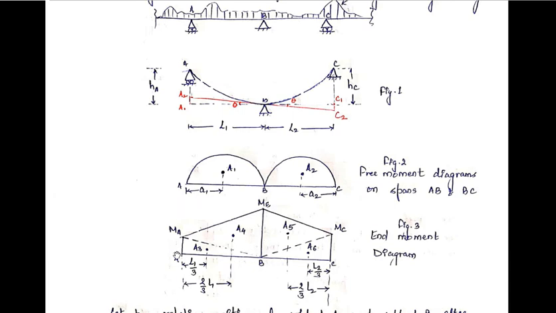Now if you look at this diagram, you can see that this is a trapezium, so we can divide this into two triangular parts. Suppose the area of this triangular part is A3, and suppose the area of this triangular part is A4. Now if you see this triangle, we know the CG of the triangle from the base is L1 by 3. So this distance will be L1 by 3.